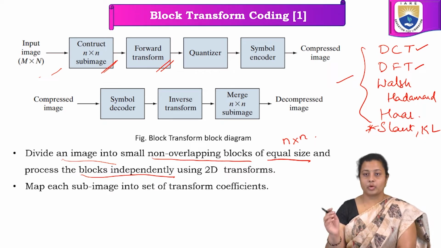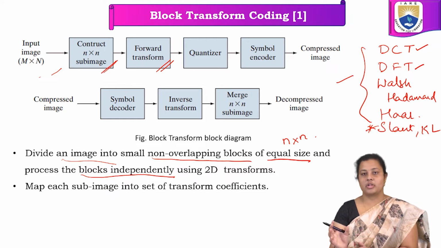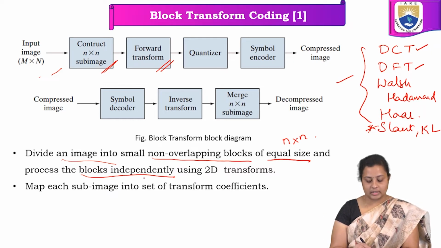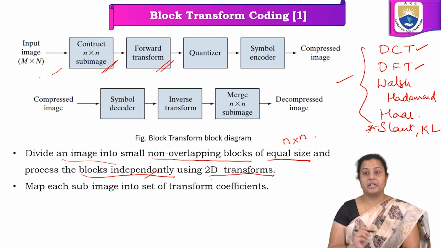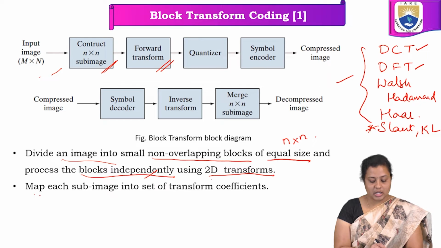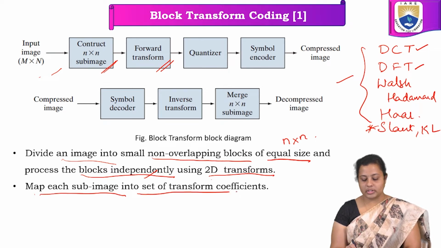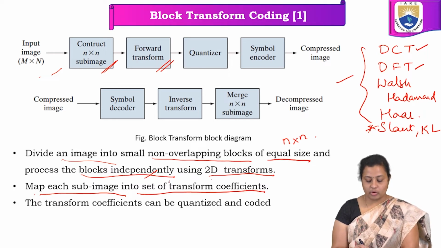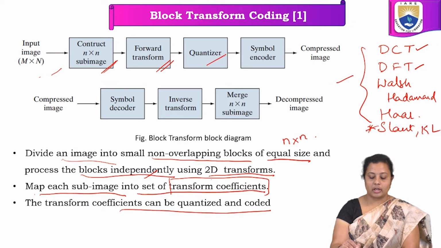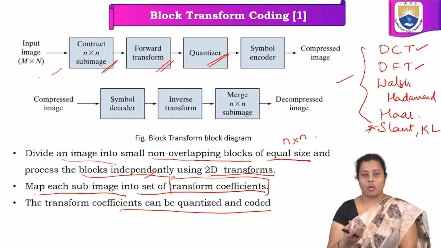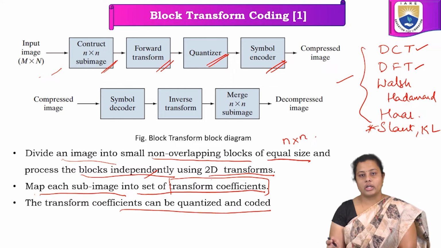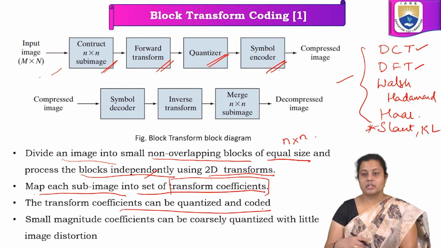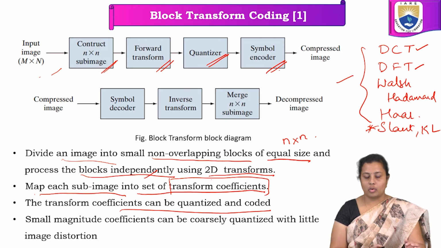Each sub-image we consider independently, and we perform the 2D transform on it. So each sub-image is mapped into a set of transform coefficients. After that, the transform coefficients we have got are quantized, so we pass them through the quantizer and the quantization process is done. After that, we pass them through the symbol encoder. The symbol encoder uses either Huffman coding or run length coding.